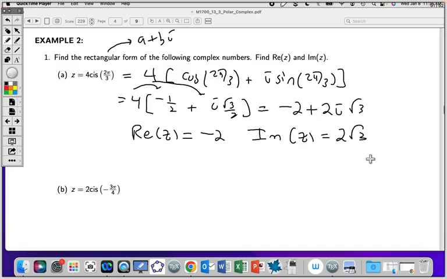Now we can get a sense of whether this makes sense, because when I think back to polar form, if I think of that 4 as being the r and the 2 pi over 3 as the theta, I would start at the origin, go out 4 units, and then rotate 2 pi over 3, and that would get me somewhere in quadrant 2. And so I can at least judge that I'm in the right quadrant because the real part is negative, but the imaginary part is positive. So that's a quick check for us.